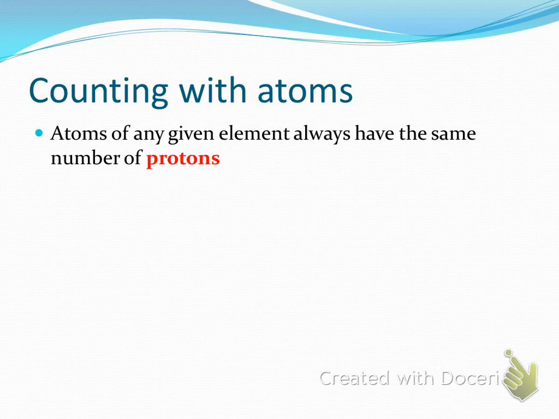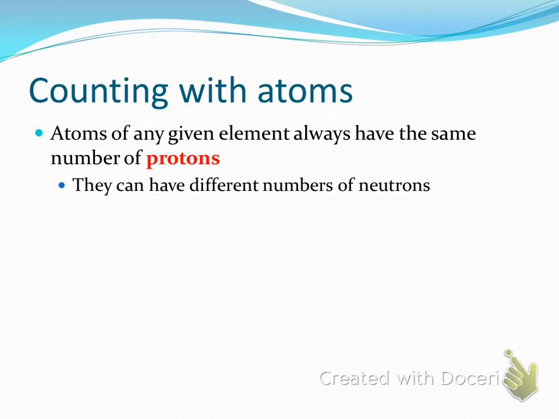Atoms of any given element always have the same number of protons, right? So that means every hydrogen atom has 1 proton. Every oxygen atom has 8 protons. Every sulfur atom has 16 protons, right? We talked about how the number of protons doesn't change. But there are some parts of our element that can change, and the identity of the element stays the same, okay? They can have different numbers of neutrons. So that means multiple atoms of the same element can have different masses.